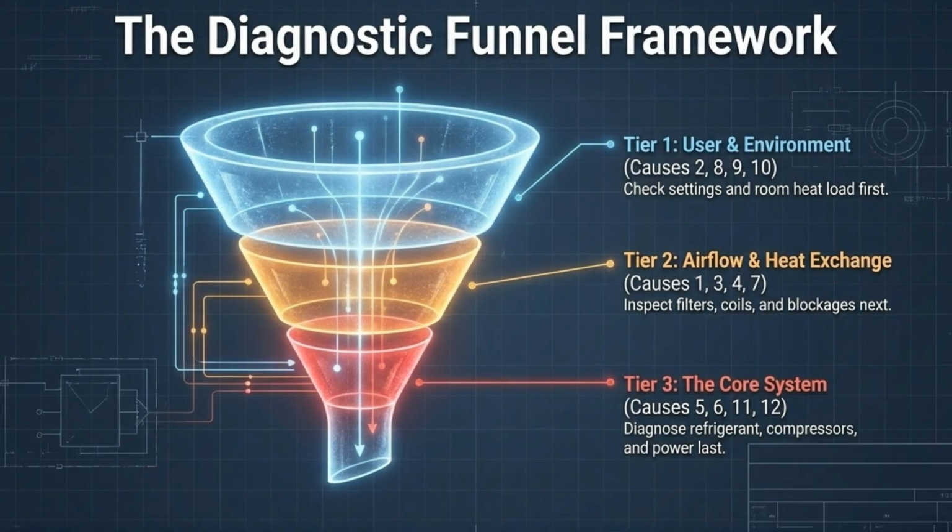We use a diagnostic funnel framework. We start with Tier 1, User and Environment, checking settings and heat loads. Next is Tier 2, Airflow and Heat Exchange, inspecting filters and coils. Finally, Tier 3 covers the core system, including refrigerant, compressors, and power.